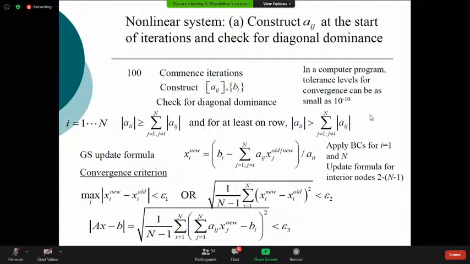And then convergence criteria: you may look at the new minus old absolute value, maximum over all i, less than epsilon 1, or the root mean square value can be less than epsilon 2, or the modulus of Ax minus b. Because after all, you want to satisfy the equation Ax equal to b, therefore Ax minus b should be 0. So you look for the modulus of Ax minus b to be less than epsilon 3. These are convergence criteria that can be used along with Gauss-Seidel iterations.